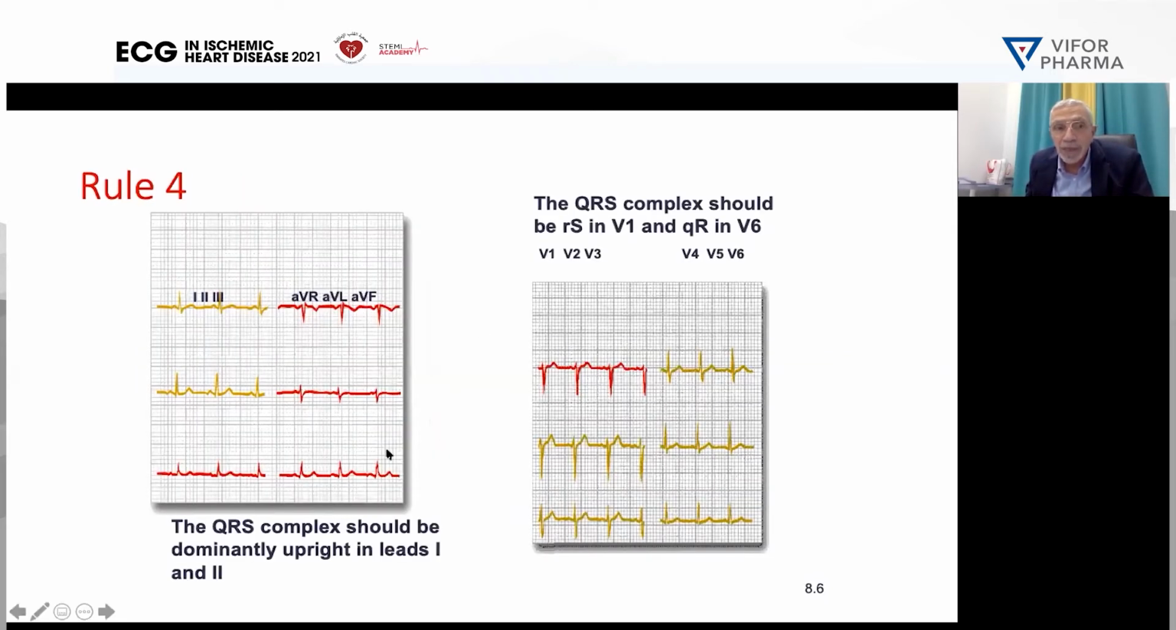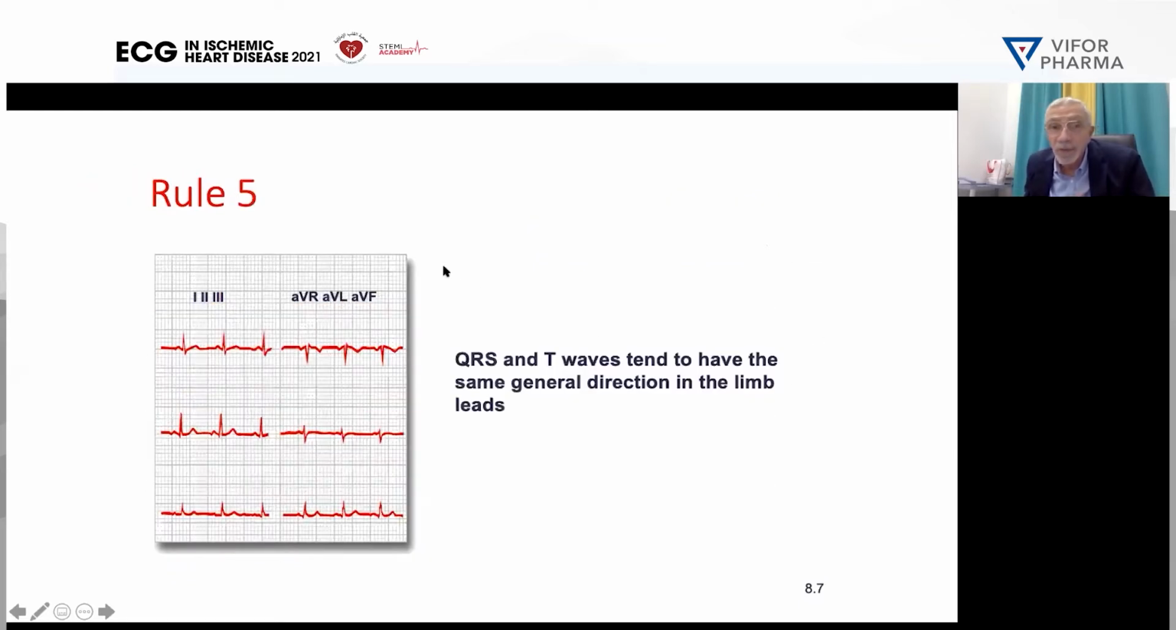Rule number 4, the QRS complex should be dominantly upright in lead 1 and lead 2, and from V1 to V5 the QRS should be an RS pattern and a QR pattern in V6. This is very important also. Rule number 5, the QRS complex and T wave should have the same direction. If you find it against, this is very important, to have the same general direction in the limb leads. So the T wave and the QRS complex will be in the same direction.